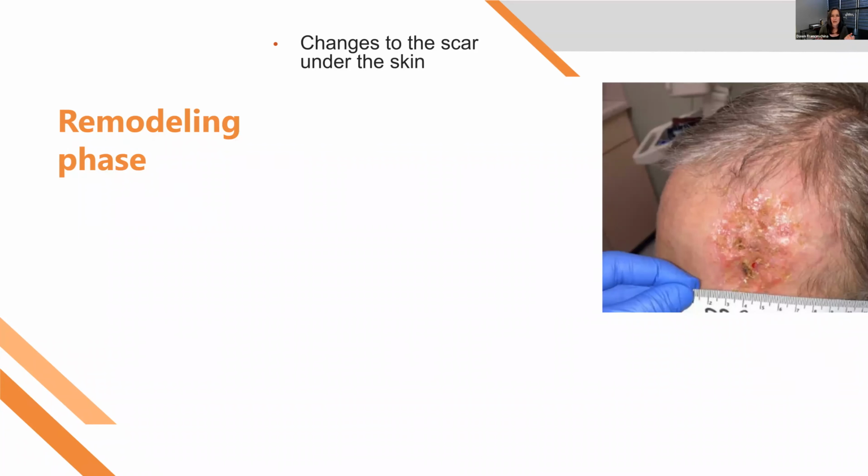I oftentimes tell my patients when I'm doing education with them, it's like taking a bowl of cooked spaghetti that's all mishmashy and it's all jumbled together, and it slowly remodels over time like dense duct tape. So it's stronger and it's more solid, and it's less likely to be pulled apart as duct tape, as opposed to this mishmash bowl of spaghetti. So changes to the scar underneath the skin.